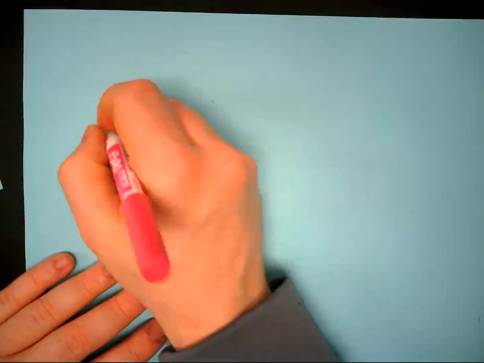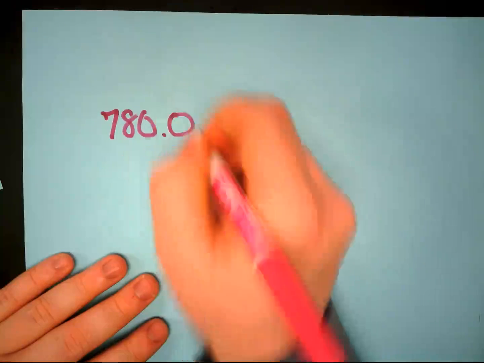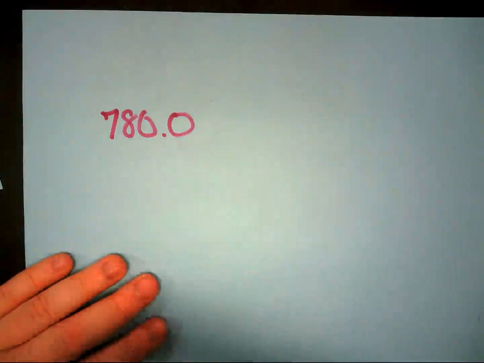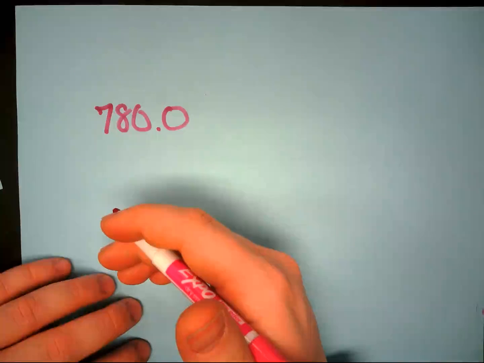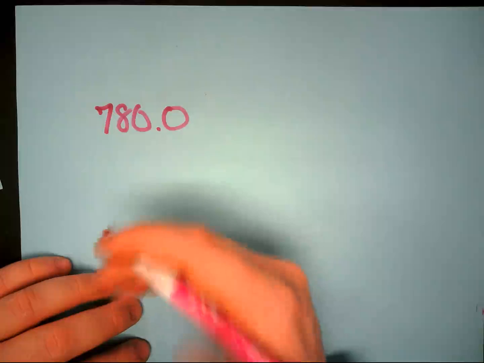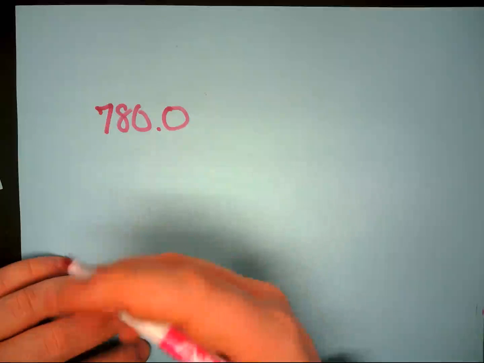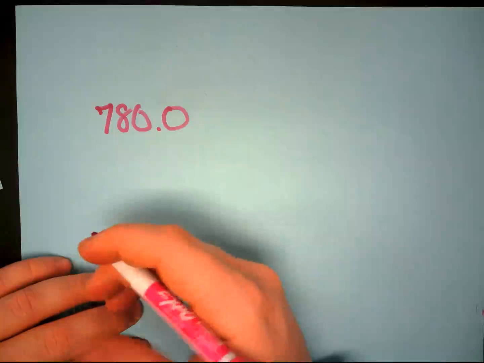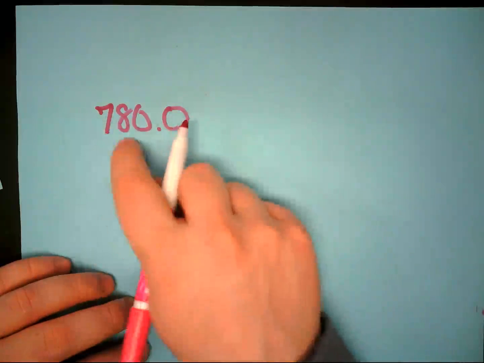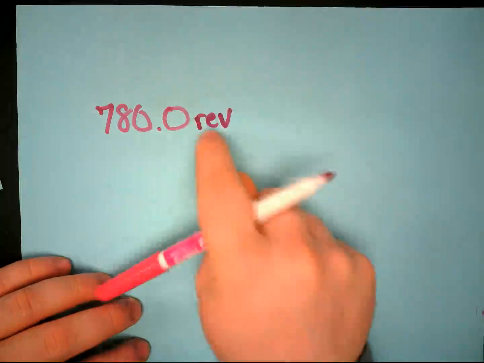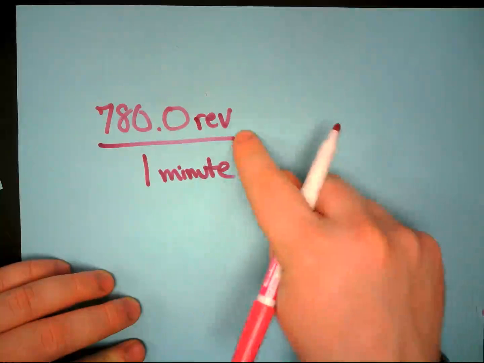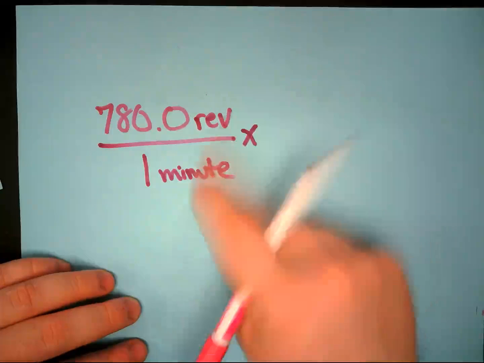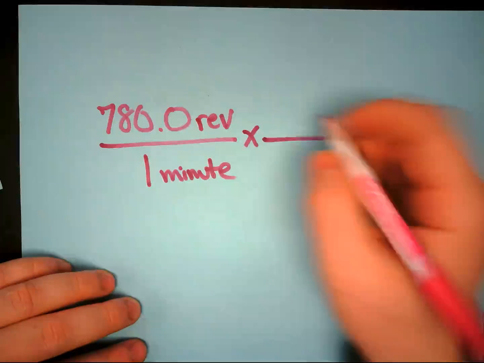I'm going to do this on a different piece of paper. Here is a perfect example where knowing dimensional analysis from chemistry is great, or at least just remembering somewhat to put this together. We're given revolutions per minute, but we need revolutions per second, because our units have to be meters per second squared. So 780 here. This is how it would look: revolutions over 1 minute. The revolutions is just fine, we don't have to mess with that.